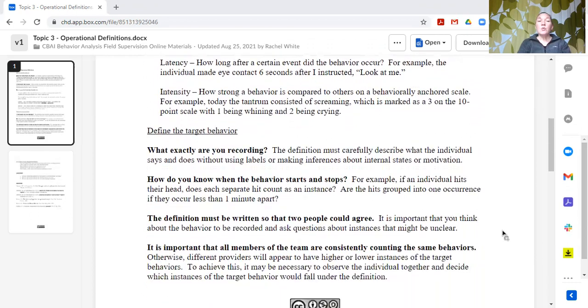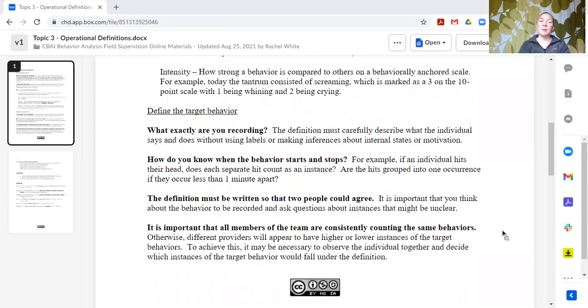So we have to define our target behavior. And we need to define it in a way that multiple individuals can agree. We need to describe exactly what the individual says and does that is going to be what we're recording. So I don't want to take data on how many times Johnny was angry. I don't know how Johnny feels. I can guess how Johnny feels, but Johnny might be using different behaviors to express his anger than I might use to express my anger.